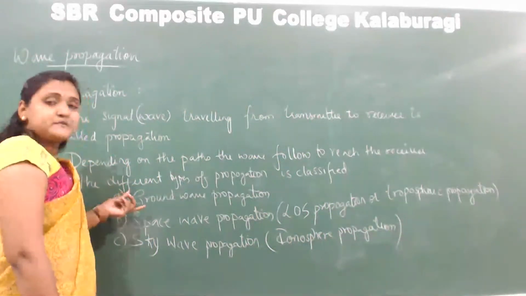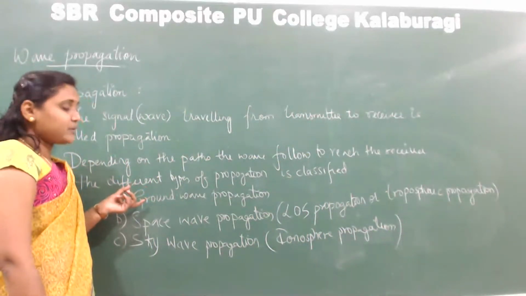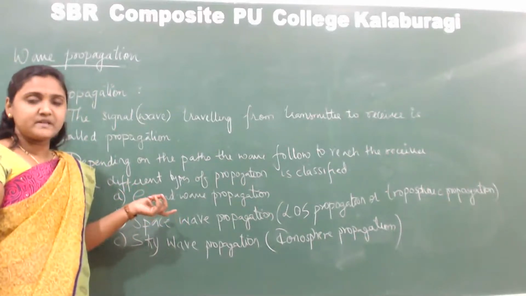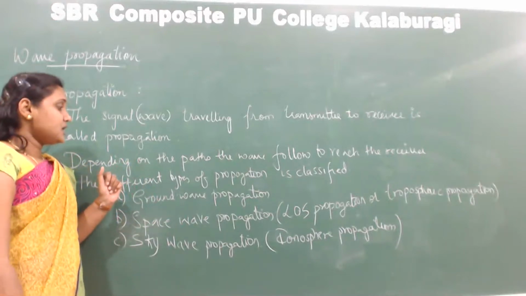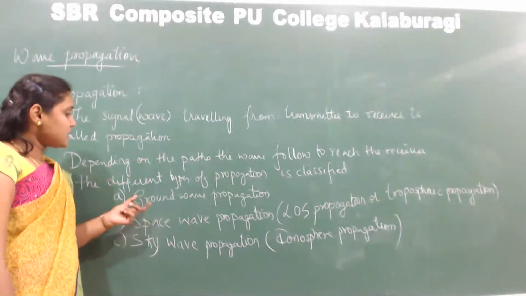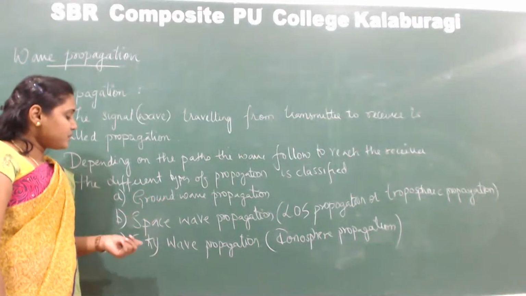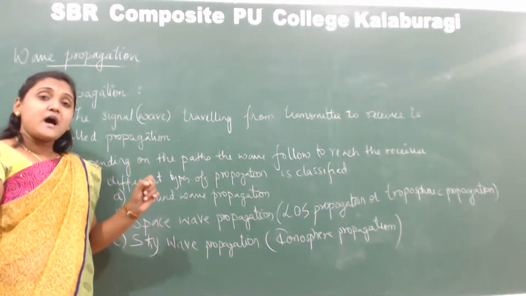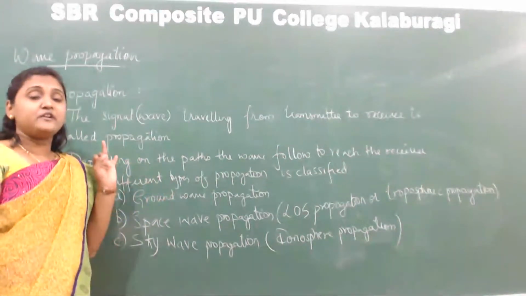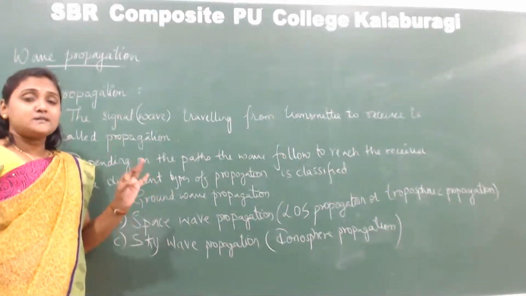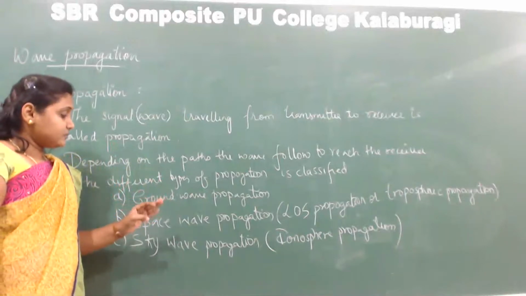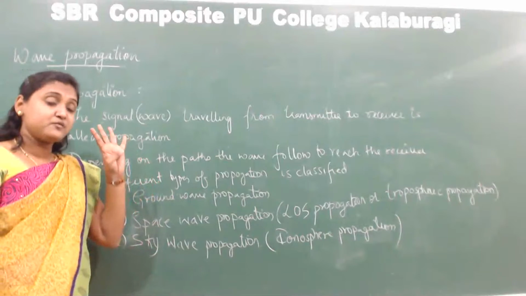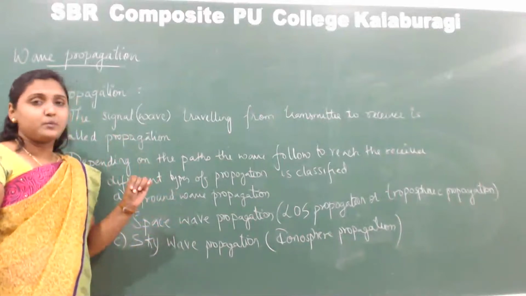So, types of propagation, otherwise the types of wave propagation. This is a 3-mark question asked, otherwise a 2-mark question: mention the different types of wave propagation. The different types of wave propagation are ground wave propagation, space wave propagation, and skyway propagation. Whereas the different types of waves are ground reflected wave, space wave, and skyway. Four types of waves, but three types of propagation.